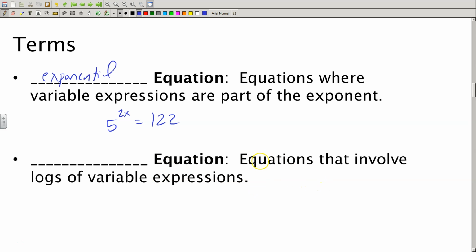And then equations that involve logarithms of variables or variable expressions would be logarithmic equations. I'm just going to put here a log equation. So for example, if I have log base 5 of x, or I could say anything with a variable in it, like 3x, and that equals 1,000. If what I'm trying to solve for or find is inside of a logarithm, inside of that log function, then that's a log equation that I'm trying to solve.